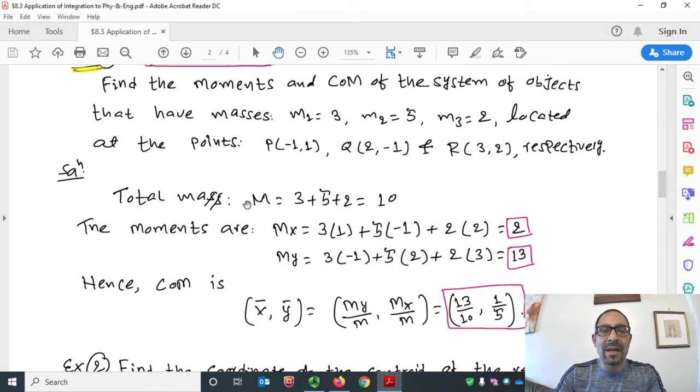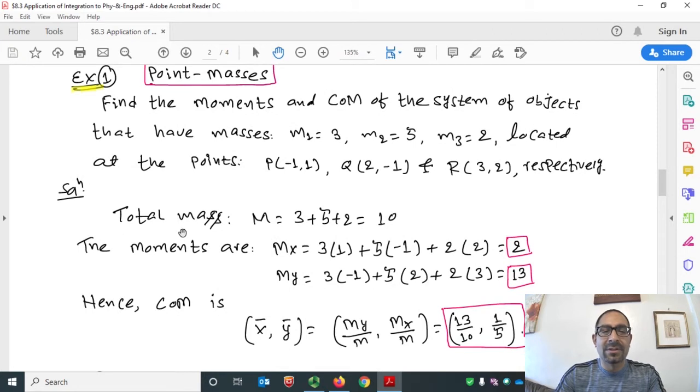So let's find the total mass. So the total mass m equals 3 plus 5 plus 2, which is 10. And let's compute the moments. The moment Mx equals 3 times the distance from the y-axis. This is 1 for this point P. Similarly, 5 times negative 2. Similarly, 2 times 2, and add them all, which turns out to be 2.